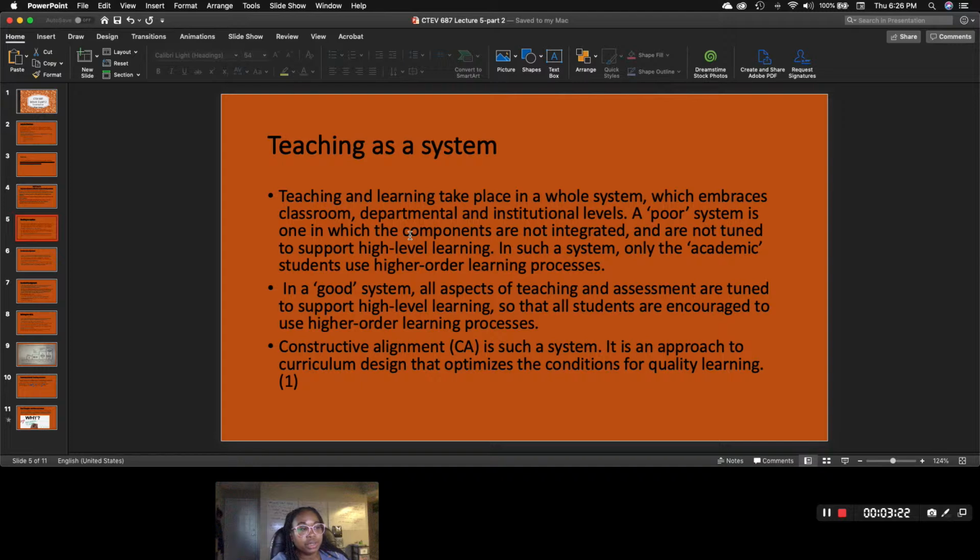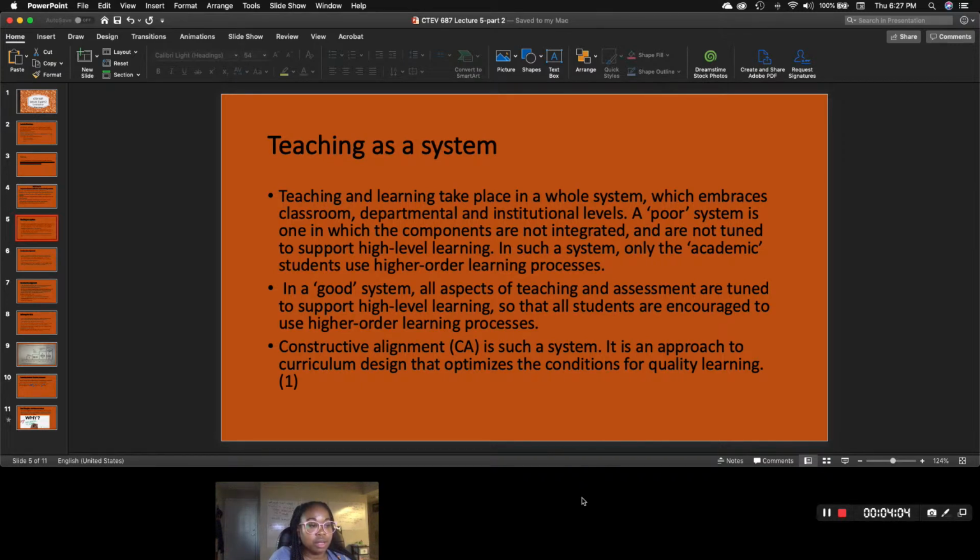So he says here, teaching and learning take place in a whole system, which embraces classroom, departmental, and institutional levels. A poor system is one in which the components are not integrated and are not tuned to support high-level learning. In such a system, only the academic students use higher order learning processes, meaning that you have a group of students who are doing well while you have a large percentage of the students who are doing poorly. In a good system, however, all aspects of teaching and assessment are tuned to support high-level learning so that all students are encouraged to use higher order learning processes.